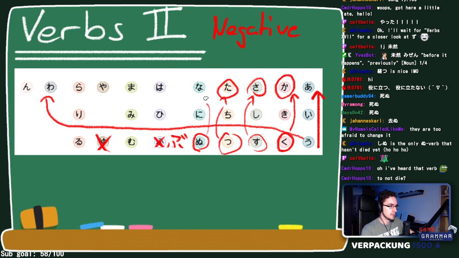So ne goes to na. These verb lessons, I want to make these to not die. Exactly. I want to make these as intuitive as possible. And I think this is the most intuitive way to learn these negative conjugations.